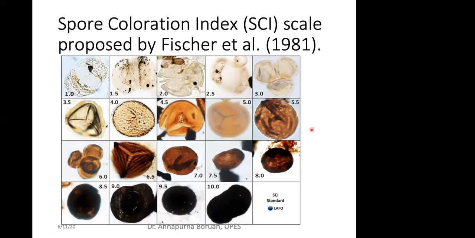Another maturity indicator is spore coloration index. Here you can see variation of color in different spores. Spores and pollens are components of plants, and you can find them in the organic matter. As the thermal maturity increases, the spores and pollen get more heat, then their color will change. So dark color indicates higher maturity, and light color indicates lower maturity.